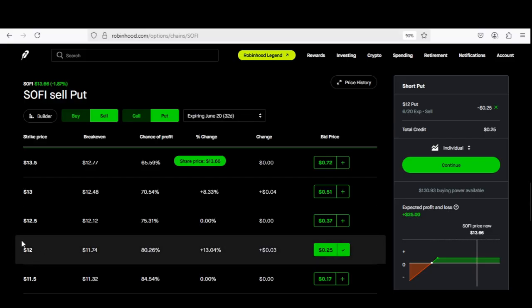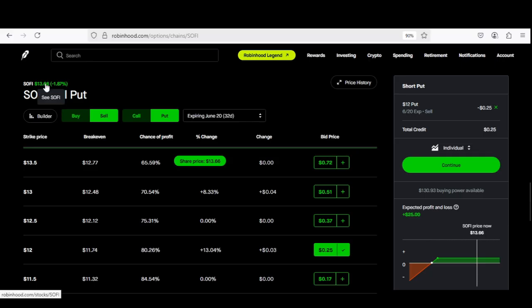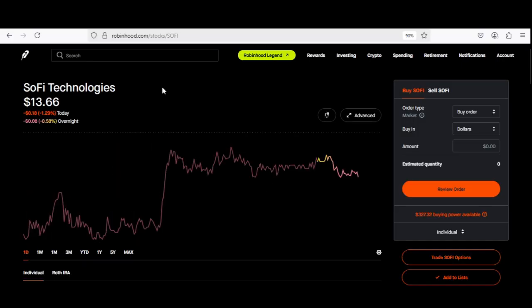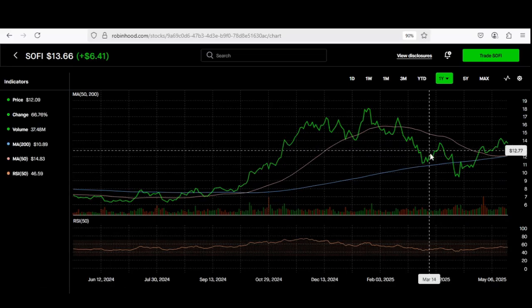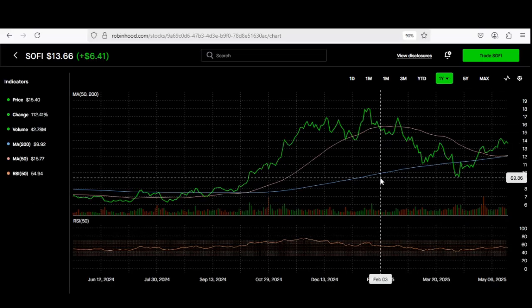Well, you guys know on this channel, I don't just tell you stuff, I actually show you stuff. So let me show you why I went ahead and choose the $12 strike price. And for that, let's go ahead back into SoFi. And we're going to open up the SoFi graph by hitting this advanced feature right here. Now we're going to go to the 1 year mark. And what I'm trying to bring to your attention is this blue line right here.